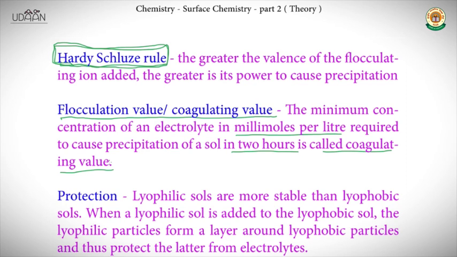So basically all this is done to standardize things, because if I know the flocculating value of say 5 flocculating agents, I can compare them. I can say, let's say Al3+ is a better coagulating agent than Ba2+. I know this because these values have been obtained by experiments. So now protection.